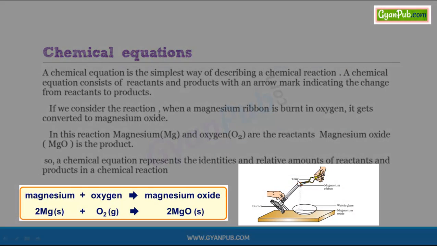Here we observe a diagram of heating magnesium ribbon, which gets powdered to magnesium oxide, and the powder is collected in a watch glass. Here magnesium is combining with oxygen and giving magnesium oxide. These reactants react with each other and give products, which is explained in a chemical equation.